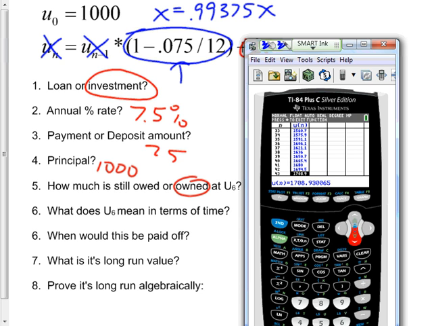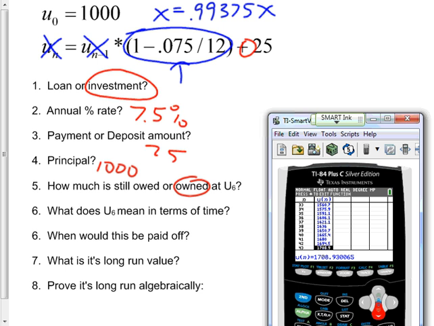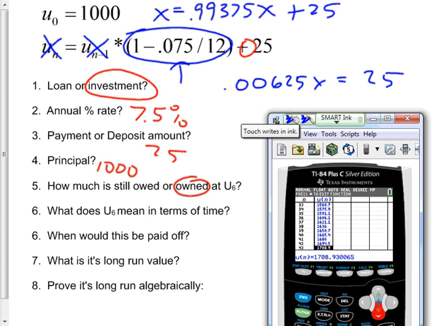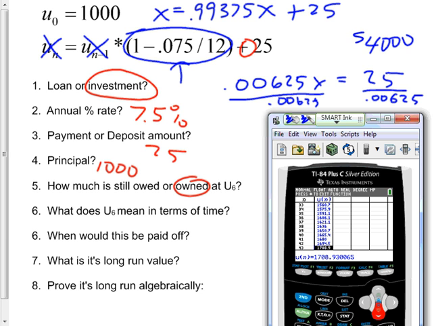99375X. And then there's this plus 25 at the end. Okay, and then I solve by subtracting 0.99375X from both sides. And then I end up with 0.00625X equals 25. And then I divide both sides by 0.00625. And what is 25 divided by 0.00625? 4,000. Oh, it grows all the way to 4,000. All right. Cool.